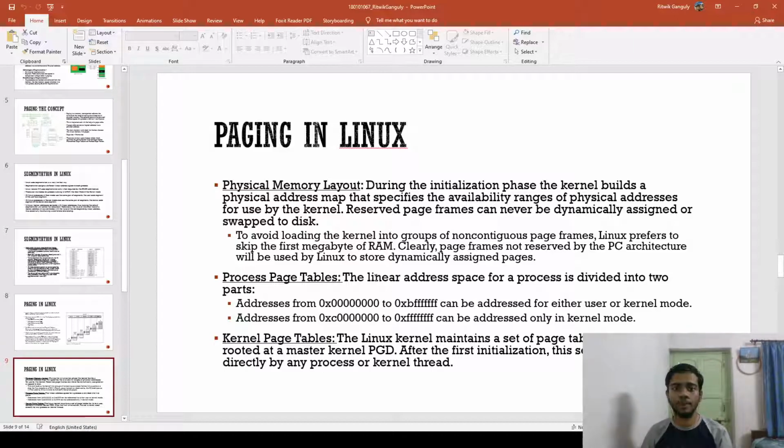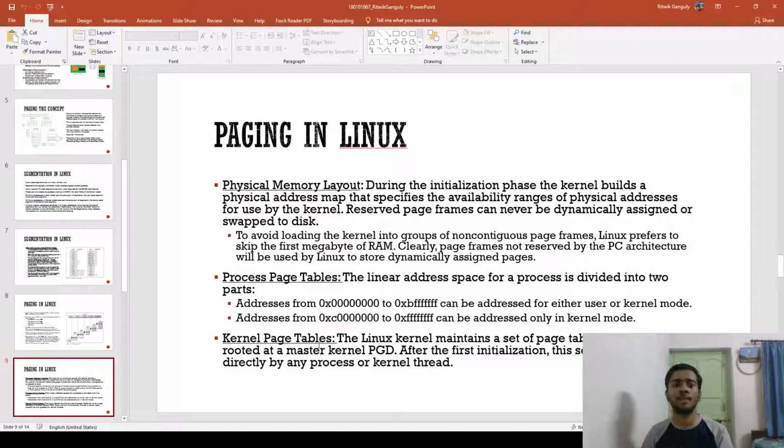Next, we have the process page tables. It is the linear address space for a process and is divided into two parts. We'll see that the addresses from 0x00000000 to 0xBFFFFFFF can be addressed in both user and kernel mode. Mainly it is used by the user mode, but as you can see, in some cases kernel mode also accesses addresses in this range. But the next range, from 0xC0000000 to 0xFFFFFFFF, can be addressed only in kernel mode. User mode processes cannot access these addresses. That is very, very important.